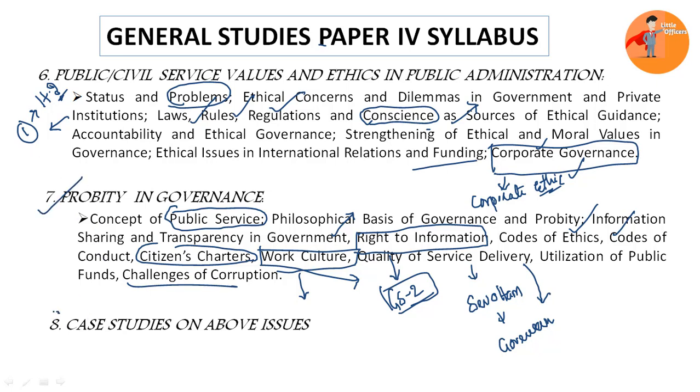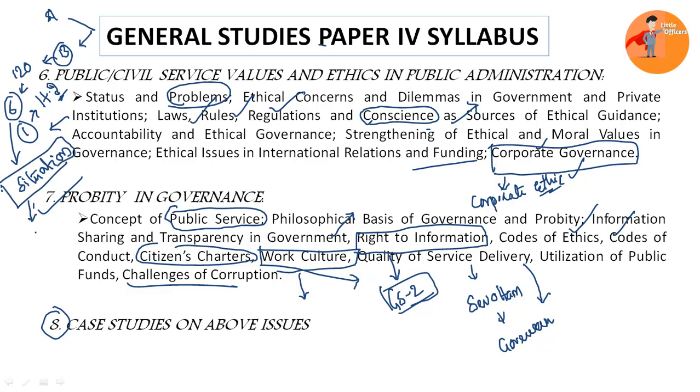Then finally we have case studies. In GS paper 4 you have two sections, section A and section B. Section B is for almost 120 marks. You will be given 6 case studies, which are situations, almost real-life situations. Based on the situation, you will assume a certain role, and whatever you have learned from the 1 to 7 topics, and whatever values you have inculcated from there, being a civil servant, you have to approach this situation and provide a solution in the examination.